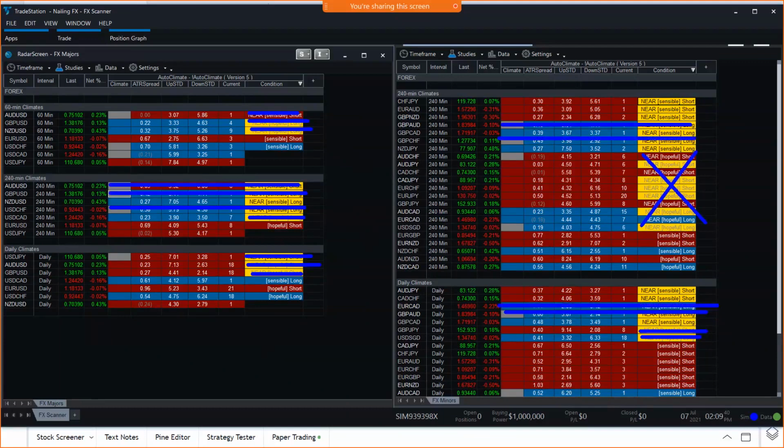So we're left with, if we're looking at daily climates first, which is what we will look at first, unless you guys want me to look at something else, three opportunities. We are left with Aussie yen, Canadian Swiss, and I believe that's pound Canadian. So that's what we'll be looking at first, and then we'll move on to the smaller timeframes if we can't find anything on those bigger timeframes.